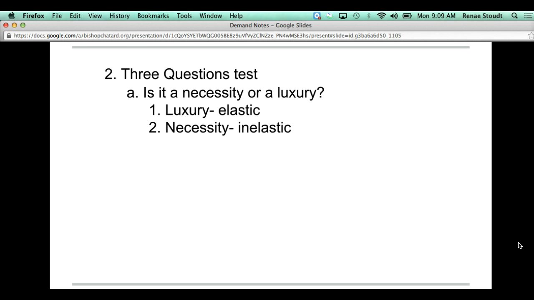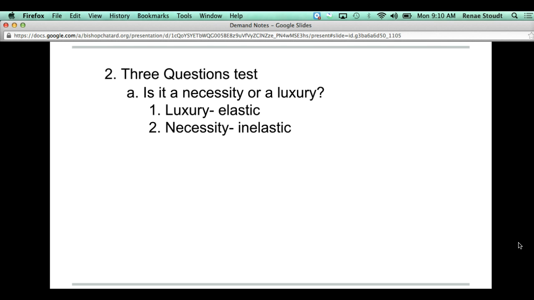So typically, for example, going out to dinner, like La Hacienda that we talked about last week, that's a luxury. You don't have to go out to dinner. You can stay home and eat peanut butter and jelly. It's a luxury, so that would be considered elastic.